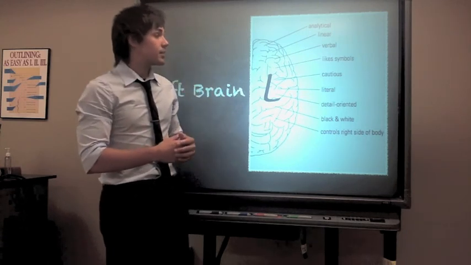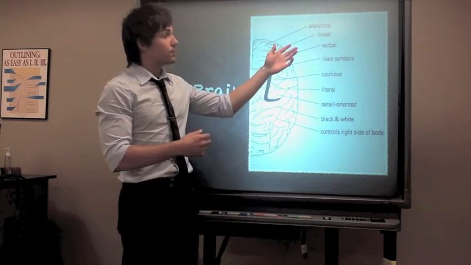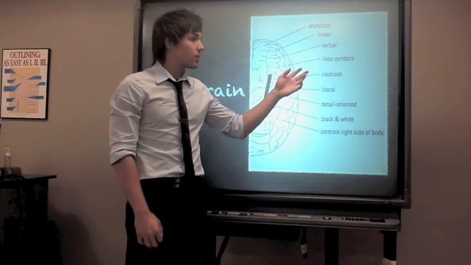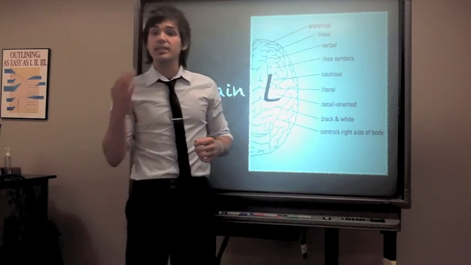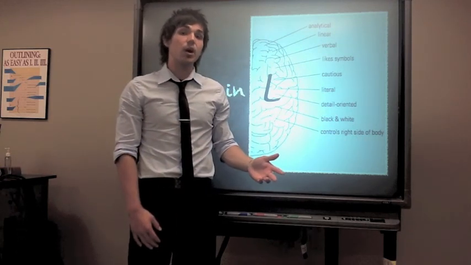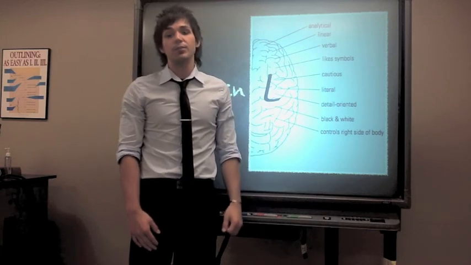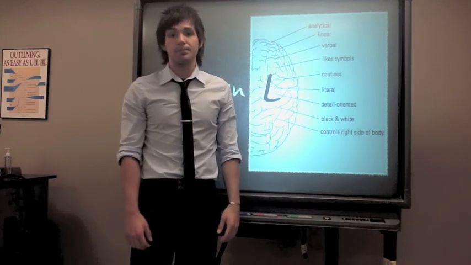Some other areas that describe the left brain would be verbal, likes symbols, cautious, or literal. And just the same way that the right side of your brain controlled the left side of your body, the left side of your brain will control the right side of your body.